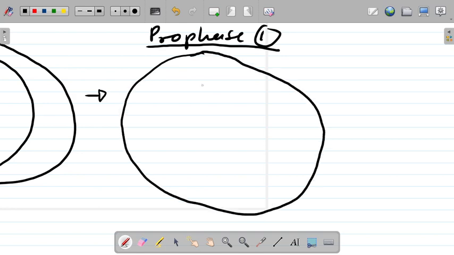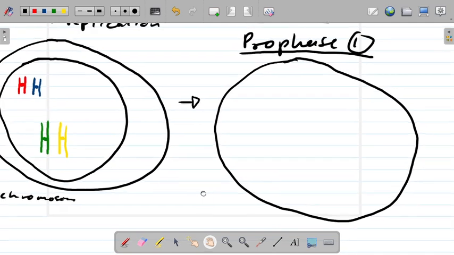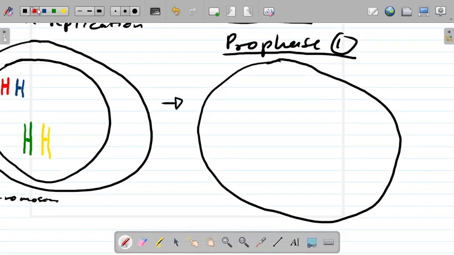So what happens during prophase 1? We're going to take those chromosomes that we had, those replicated chromosomes, those homologous ones. And then the other ones, slightly taller.